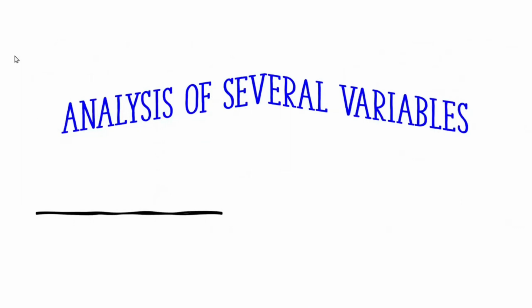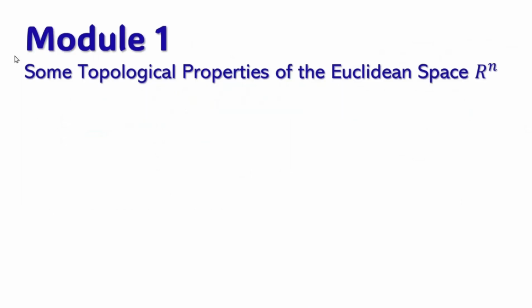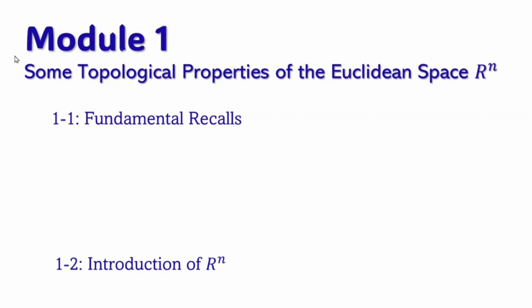So today we are going to discuss module 1, which is some topological properties of the Euclidean space Rn. In this module, we are going to study the fundamental recalls. So we will recall the basic ideas which are useful for studying the topological properties.